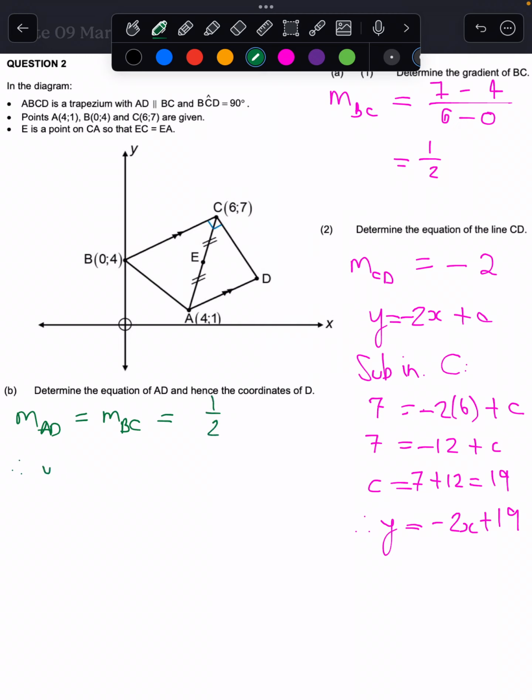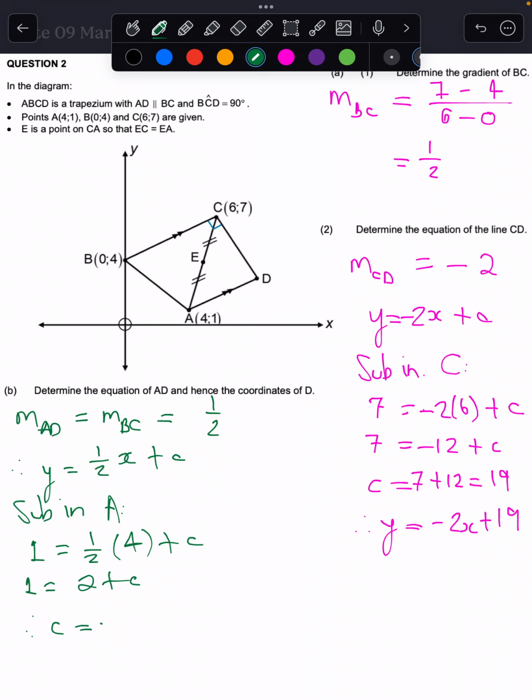So therefore, y is equal to a half x plus c, and then we can sub in the point we've been given on the line, which is A. So my y is 1, my x is 4, so 1 is equal to 2 plus c, and therefore c will be negative 1. Alright, so the equation of the line AD is y is equal to 1/2 x minus 1.